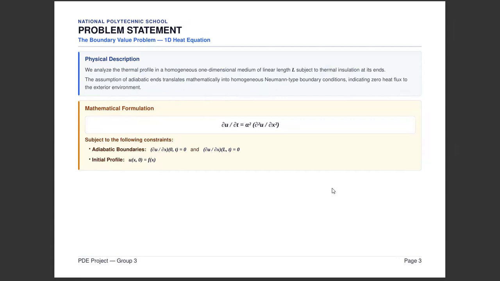The initial temperature distribution is represented by the function f(x), and our objective was to find the temperature at any position and any time. Here is the physical description. We analyze the thermal profile in a homogeneous one-dimensional medium of length L subject to thermal insulation at its ends. The assumption of adiabatic ends translates mathematically into homogeneous Neumann-type boundary conditions, indicating zero heat flux to the exterior environment. Here is the mathematical formulation, subject to the following constraints: the adiabatic boundaries and the initial profile.